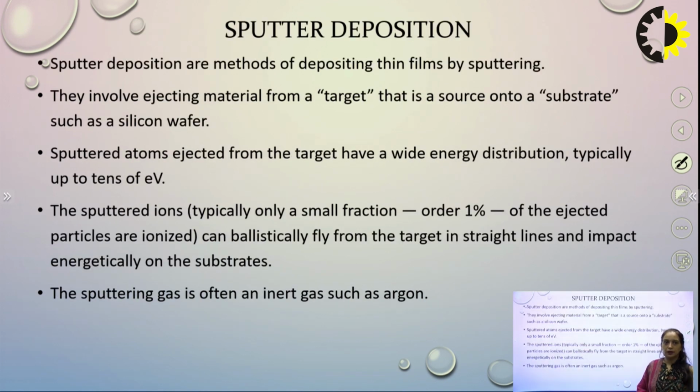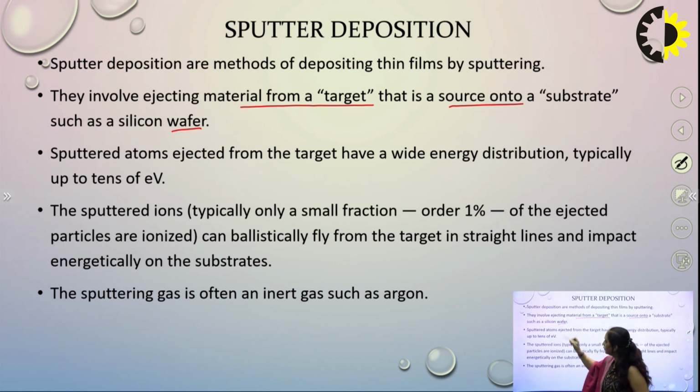Next, we have sputtering. Sputtering deposition is a method of depositing thin film by using plasma. It involves ejecting material from the target, that is the source, onto the substrate such as a silicon wafer.